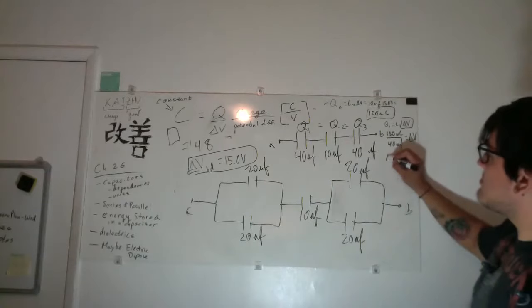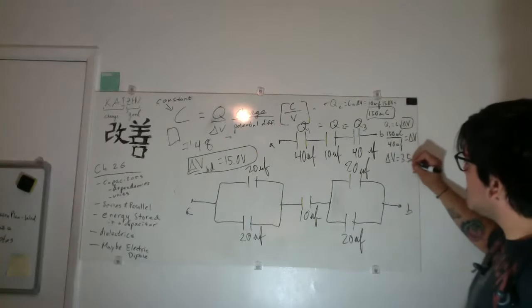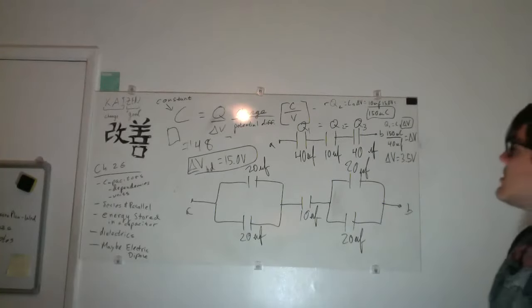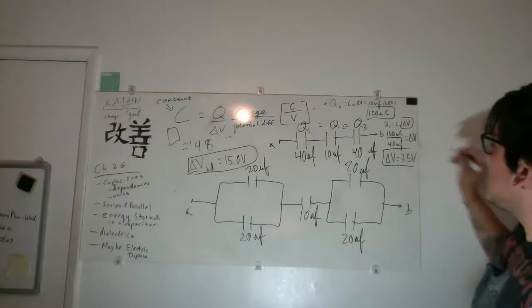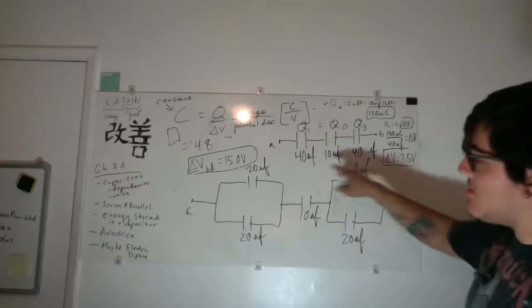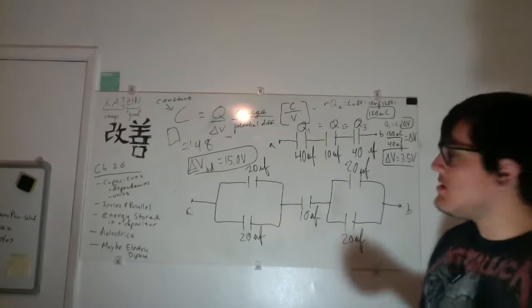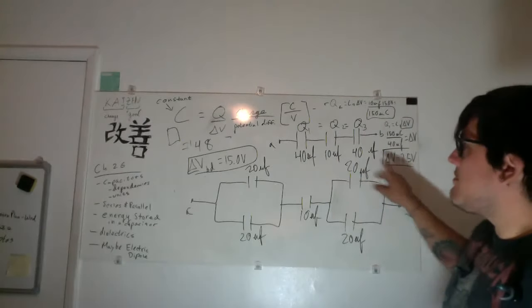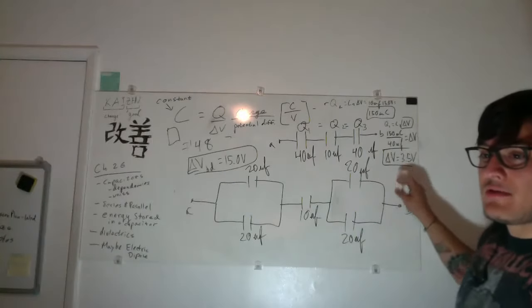And then, check me, make sure, 3.5 volts should be. So it is to say that 3.5 volts is where the 40 microfarad capacitors break down. The 10 microfarad breaks down at 15 volts, and the 40 microfarad capacitors break down at 3.5 volts.